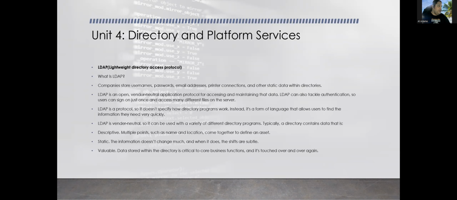Typically, a directory contains data that is descriptive. Multiple points, such as name and location, come together to define an asset. Static: the information doesn't change much, and when it does, the shifts are subtle. Valuable: data stored within the directory is critical to core business functions, and it's touched over and over again.